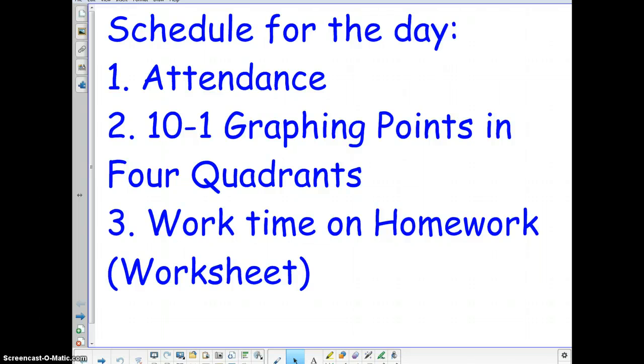If attendance hasn't been taken, please do so. That should be our first order of business. And then number 2, the majority of our time will be taking notes on graphing points in 4 coordinates. It should be a review from 6th grade math. And you should have plenty of time to work on your homework, which is in the form of a worksheet today.